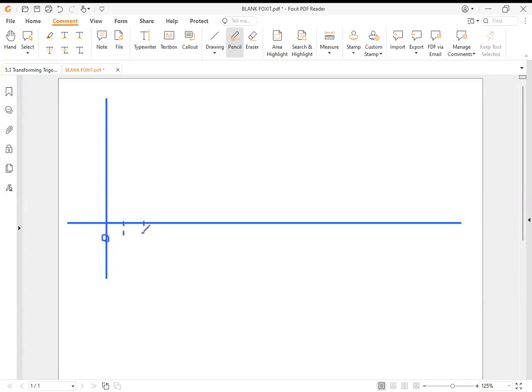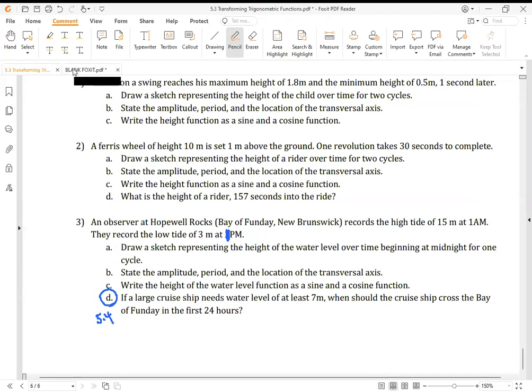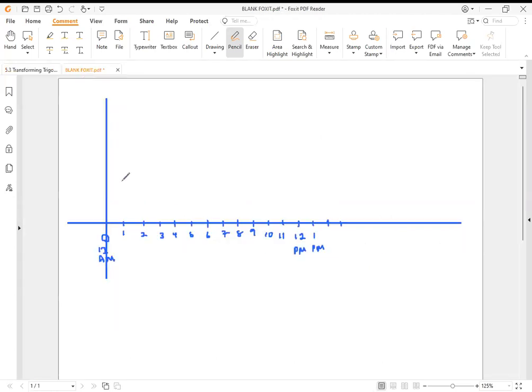0, 1, 2, 3, 4, 5, 6, 7, 8, 9, 10, 11, 12, and that's 12 p.m. That's 1 p.m. Okay, the question also says 15 meters high tide at 1 a.m. So 15 meters.